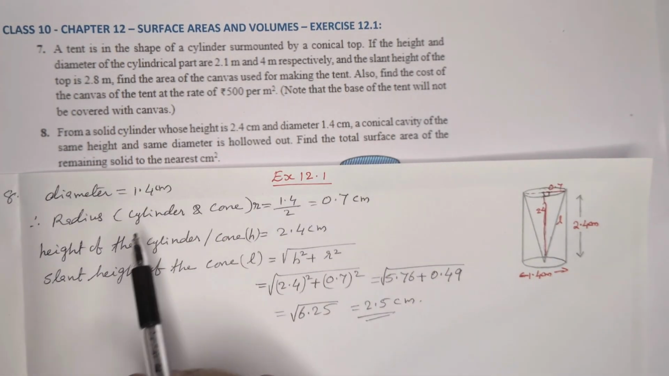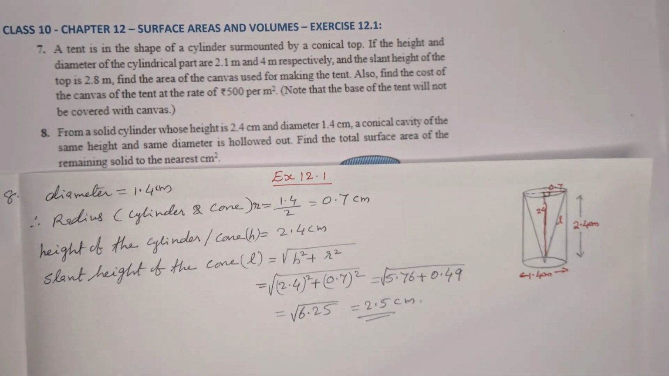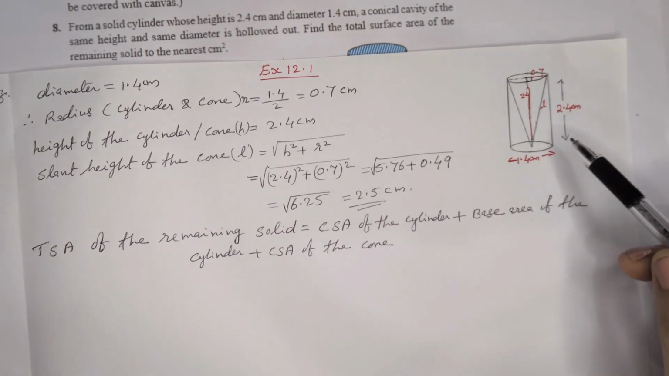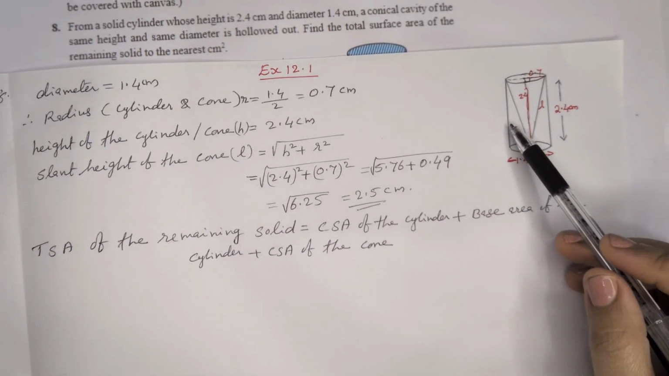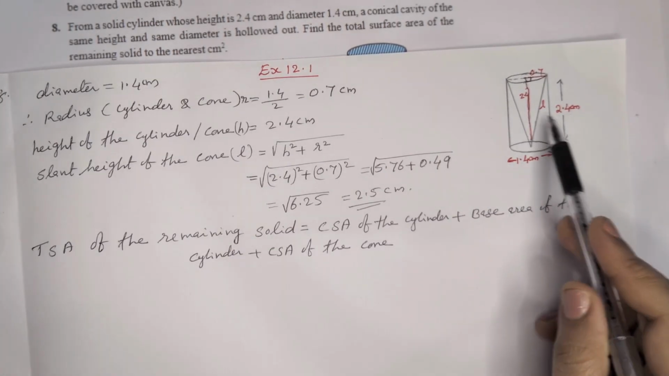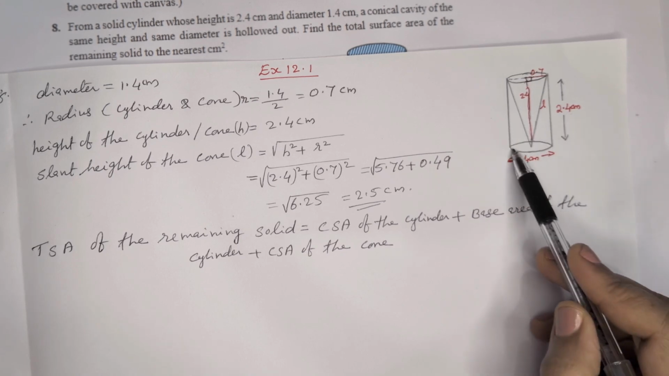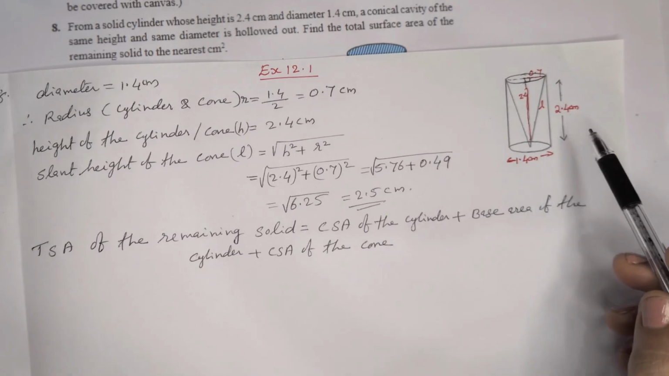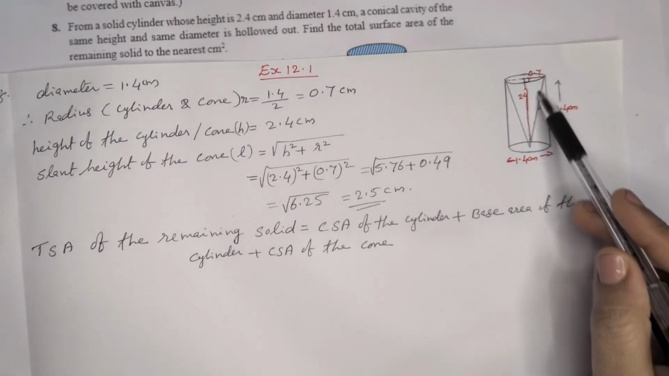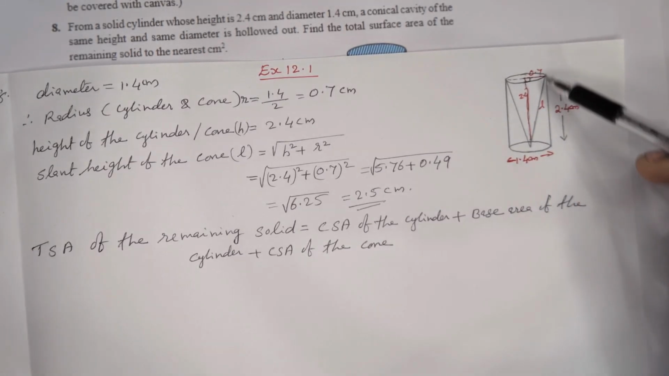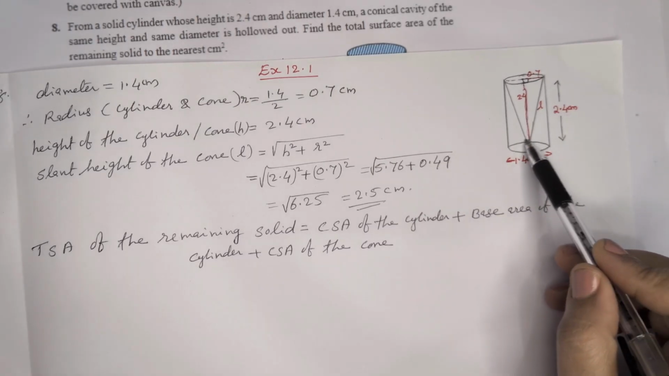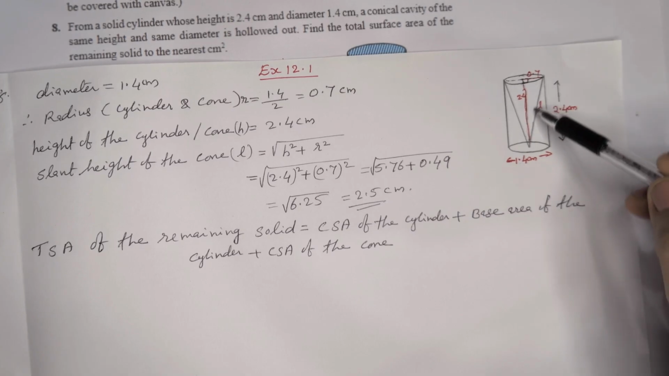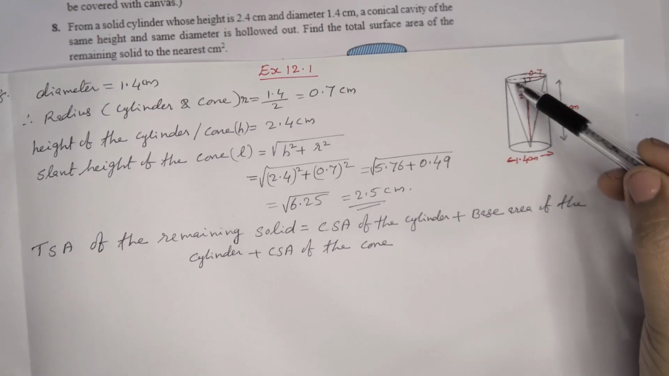Then find the total surface area of the remaining solid. Now total surface area of the remaining solid is equal to curved surface area of the cylinder plus base area of the cylinder, that is a circle, plus curved surface area of the cone, this cavity from top. So only base area here one time, that circle, and here on top it's open and the cavity. So curved surface area of the cone.